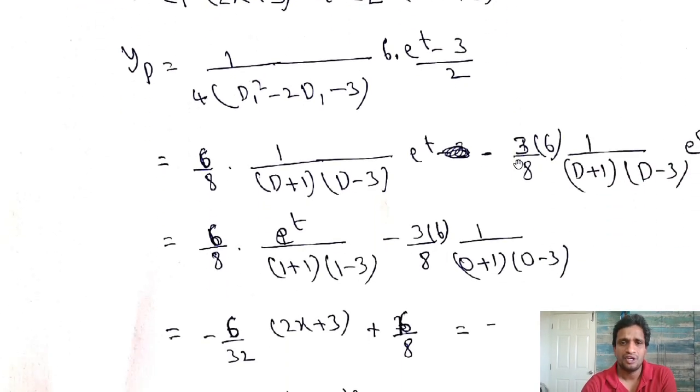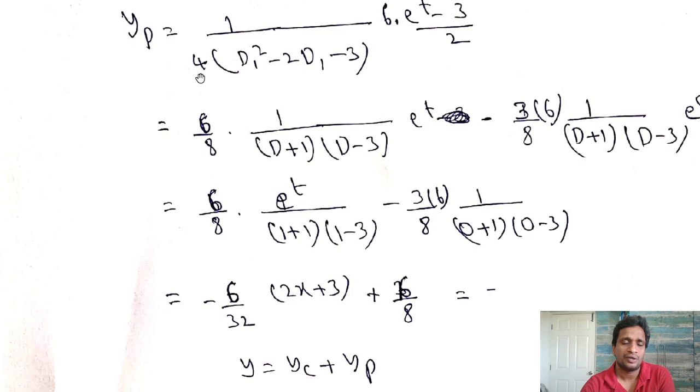So yp is 1 by 4 into, I have taken 4 outside, (D1 square minus 2D1 minus 3), 6 into (e power t minus 3) by 2. Here two terms are there: e power t and minus 3, where minus 3 means minus 3 into e power 0t. So I have split this fraction into two terms.